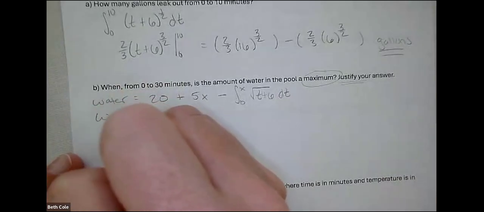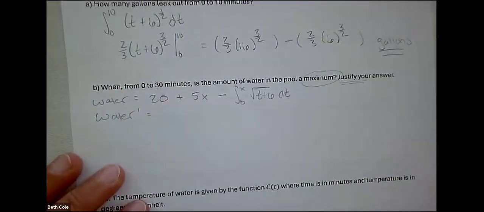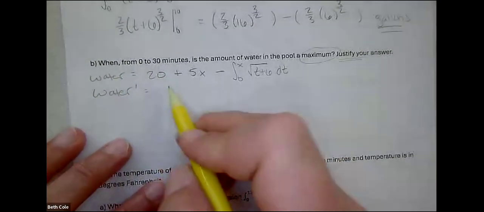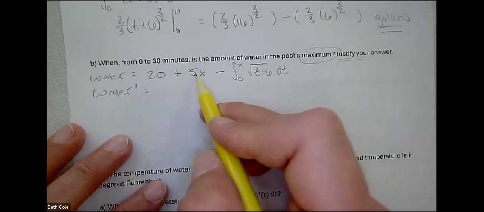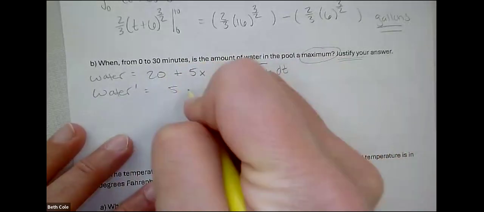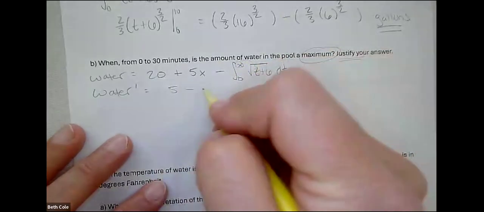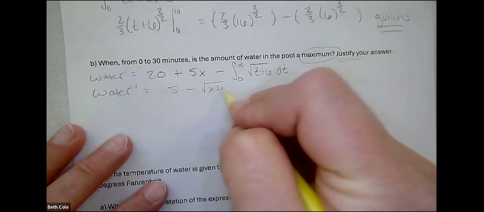All right, I'm going to get my derivative. So I'm just going to call this water prime. That's kind of personal preference, how you want to write this. That's just what I'm going to go with. Just how many gallons we've got in there. I guess you could write gallons instead. 20 is a constant, that's gone. Derivative of 5x is just going to be 5. Derivative of an integral is going to cancel. You're just going to take this x and plug it in. So square root of x plus 6.